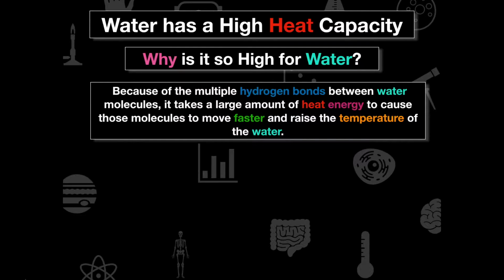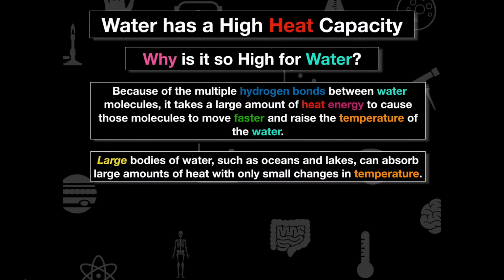So when we're talking about intermolecular forces, which we'll look at in the next video here, hydrogen bonds are extremely strong bonds that exist between water molecules. They're different than ionic and covalent bonds. They're intermolecular forces. And because of that, water has this really, really high heat capacity.